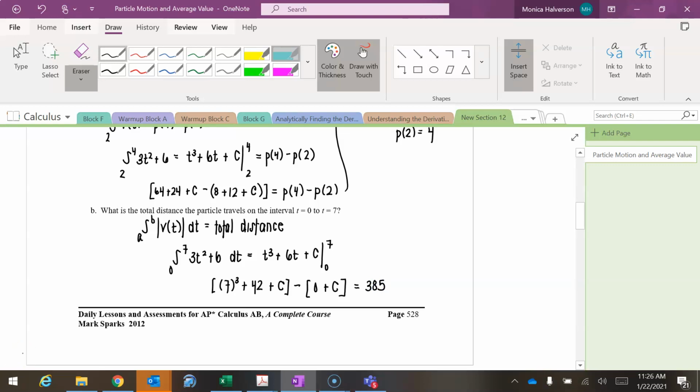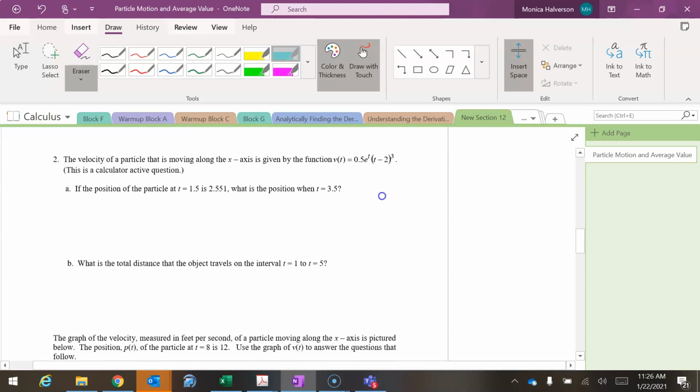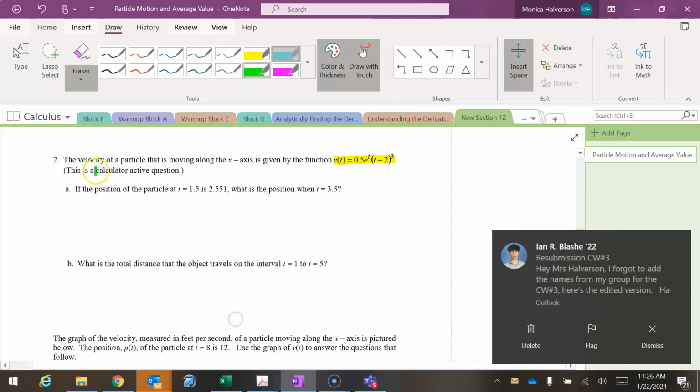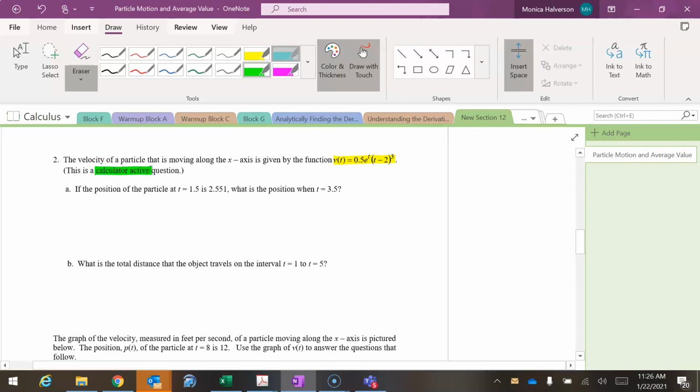Now I would like you to do one on your own. I'd like you to do number 2. The velocity of a particle that is moving along the x-axis is given by the function v of t is equal to 0.5 e to the t times the quantity t minus 2 to the third. Now this is a much more complicated velocity equation, and we can't use our basic definite integration that we know with polynomials. But what's key about this is that this is a calculator active question. And because it's a calculator active question, you want to use your calculator when finding the definite integral.